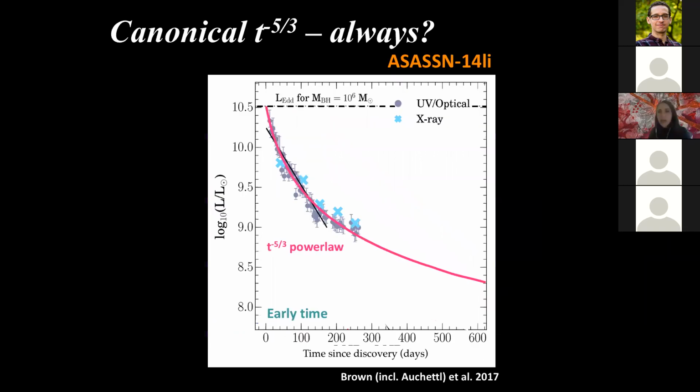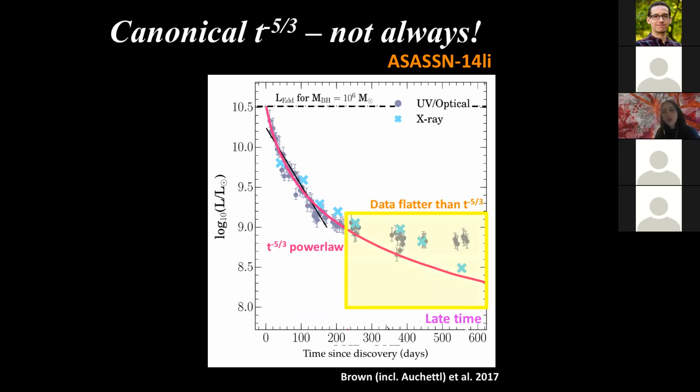And so let's take a look at the evolution of some events to see if they actually follow this t^-5/3. Here is this canonical tidal disruption event, ASASSN-14li, that I had mentioned before. One can see that at early times, within the first 200 days or so, the emission from this source in optical and even in X-ray, so in all wavelengths, and even in the bolometric luminosity as well, seemed to follow a t^-5/3 power law decay quite nicely. What we actually expected.